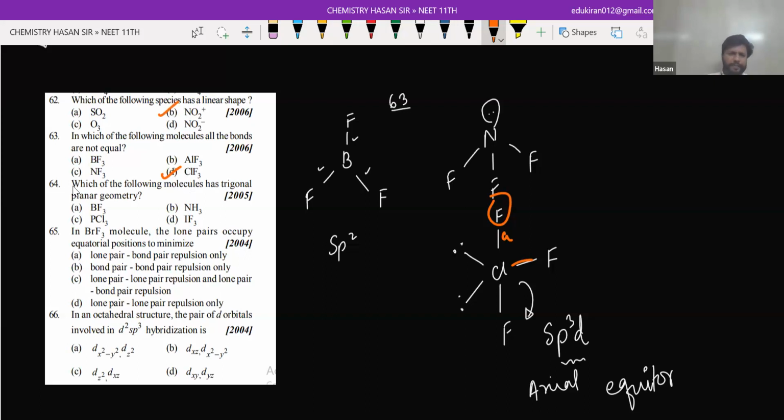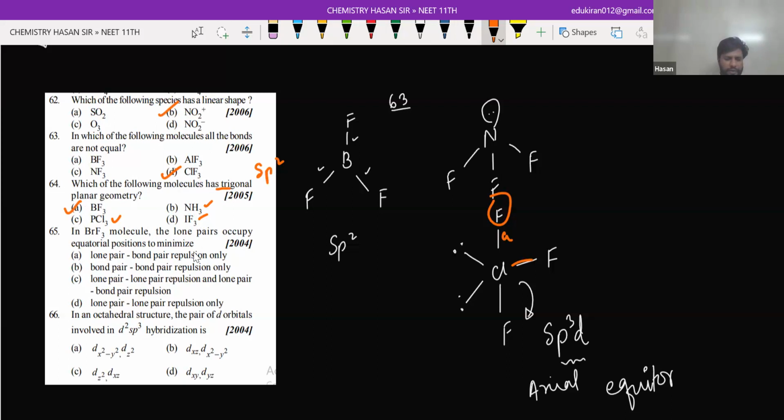NO2+ is linear, sp hybridization, this is D. 64, which of the following molecules has trigonal planar geometry? That means sp2. So we have 3 as sp2. The rest, this will be sp3, this will be sp3, and this will be sp3.